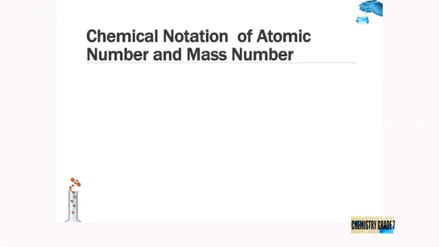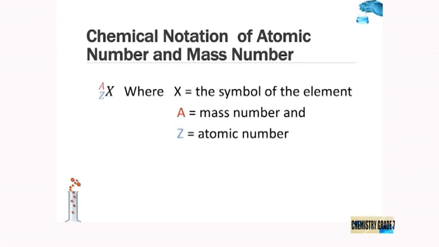The chemical notation of atomic number and mass number are: A, or mass number, is on the top left of the symbol of the element. Z, or atomic number, is on the bottom left of the symbol of the element.